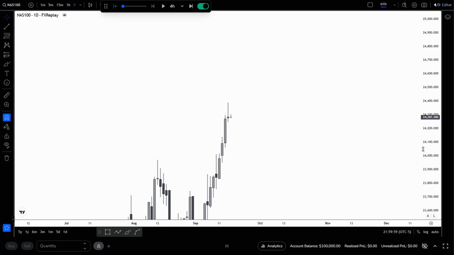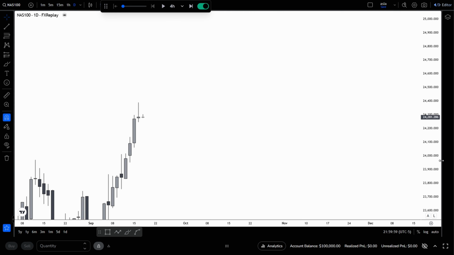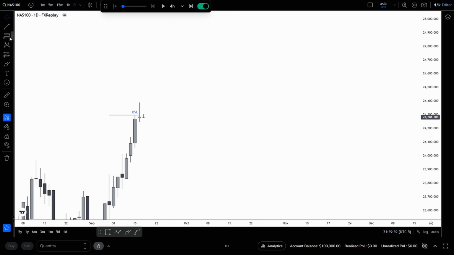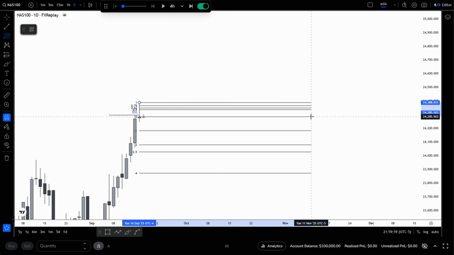Let me show you one more example of price respecting the wick. Here we are on the daily time frame again. You can see price sweeps the previous daily high. That previous high is our buy-side liquidity. After the sweep, we are left with a clear upper wick on the daily candle. Now what am I expecting?